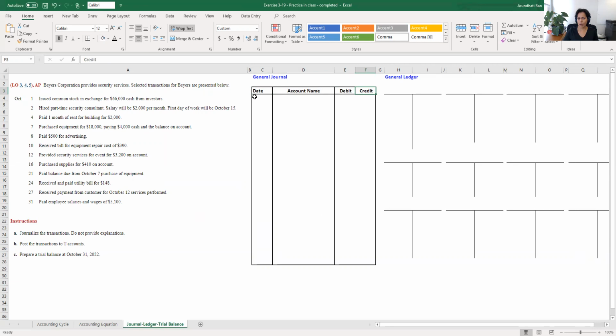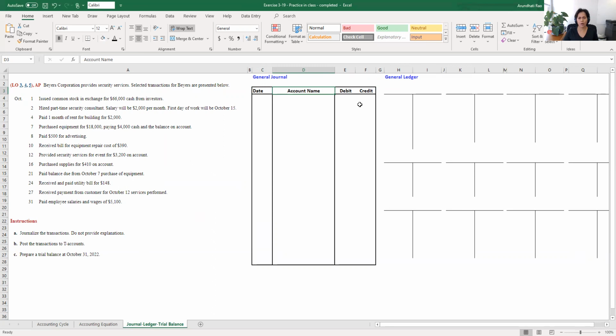So let me quickly recap some accounting rules and accounting conventions as they relate to journal entries. The first one is every journal entry must have a date. Second is every journal entry must have at least one account debited and at least one account credited. And for every journal entry, total debits must be equal to total credits. These are accounting rules. You must follow them.